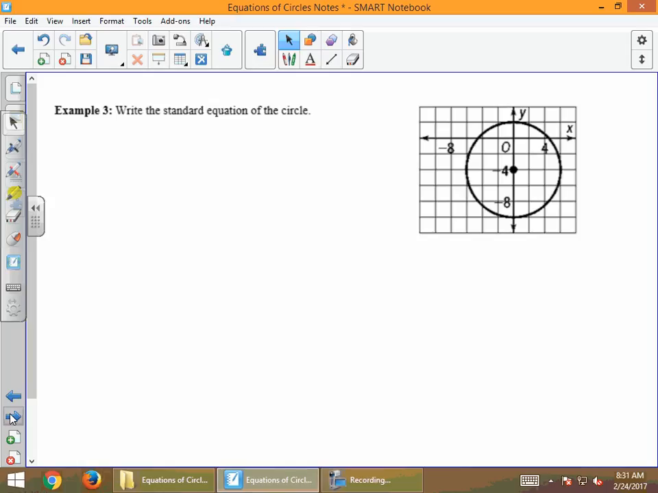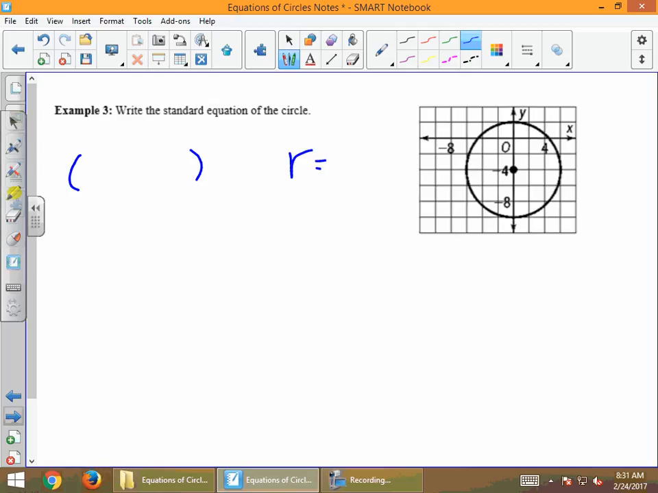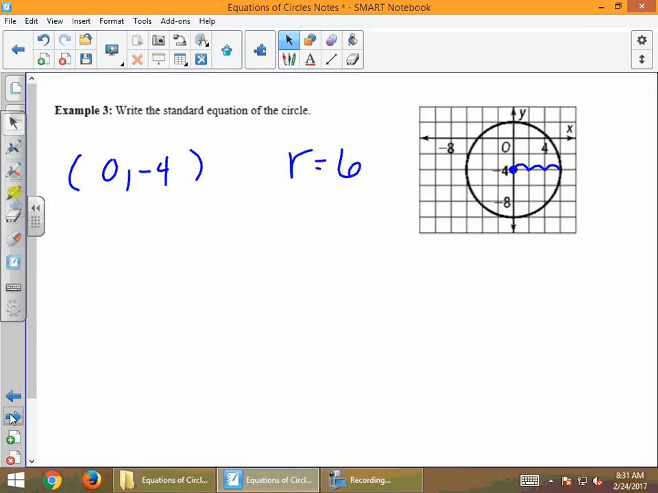We look at example 3, we want to write the standard equation of a circle. So it's kind of like going backwards from what we did in that last problem. So we want to find the center, and we want to find the radius. Well, the center is this point right here, is 0, -4. And then you get the radius, again, all you have to do is count. You can be careful, we're going by 2s again. So that would be 2, 4, 6.